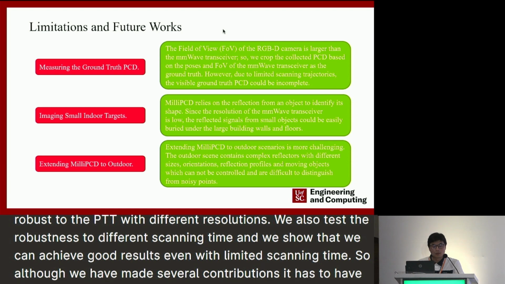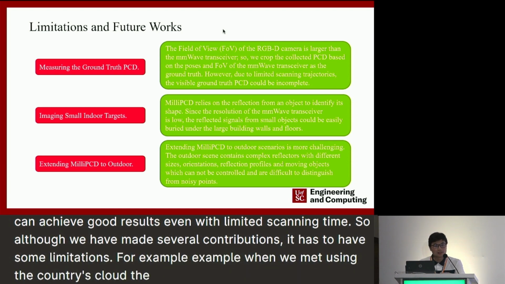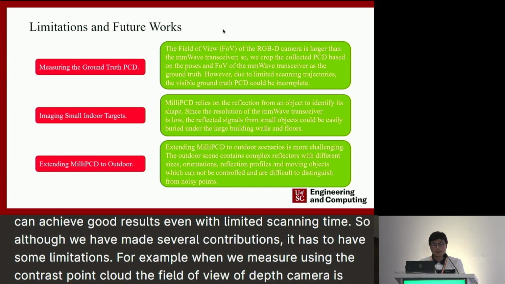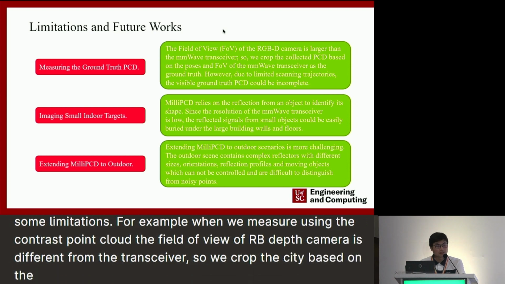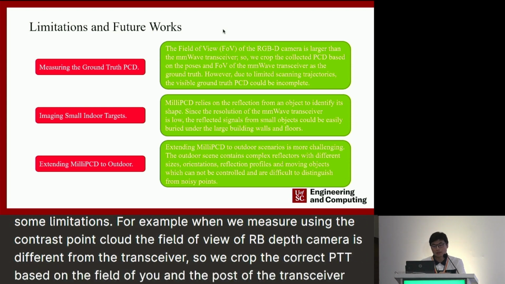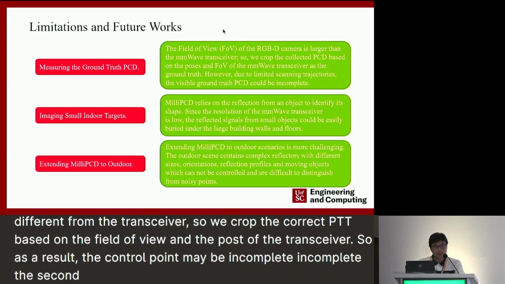For example, when we measure the ground truth point cloud, the field of view of the RGB depth camera is different from the MilliPCD transceiver. So we cropped the collected PCD based on the field of view and pose of the MilliPCD transceiver. As a result, the ground truth point cloud may be incomplete. The second limitation is imaging small indoor targets.